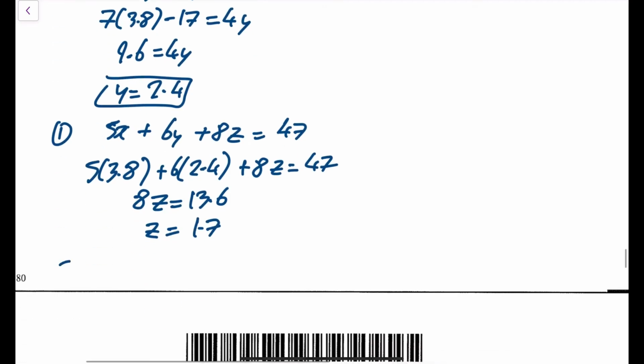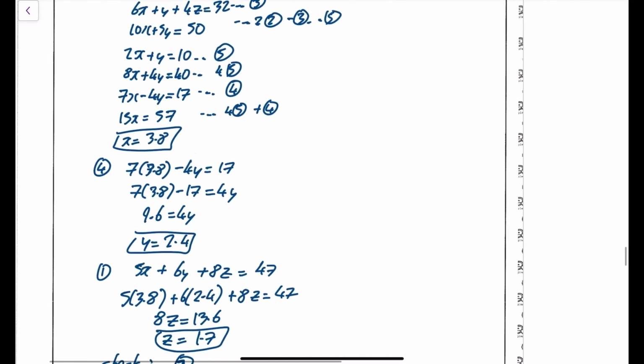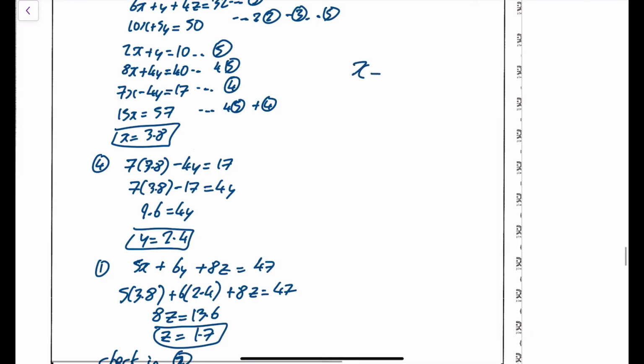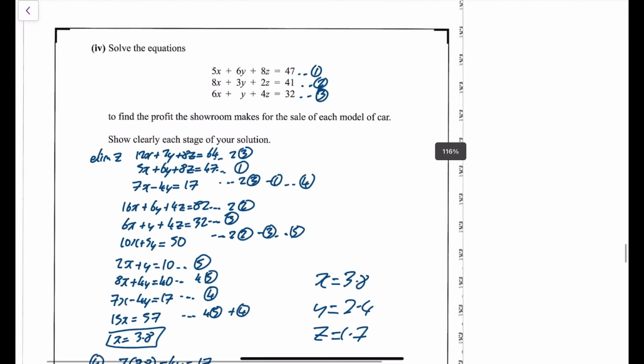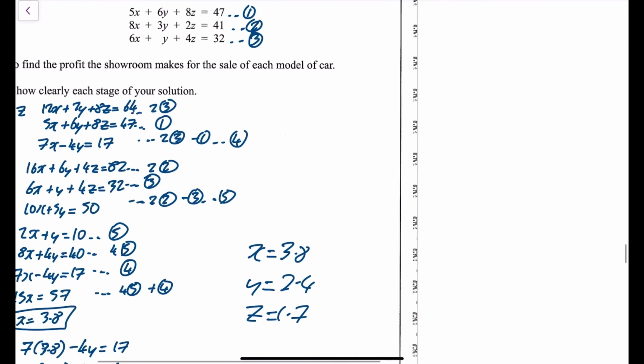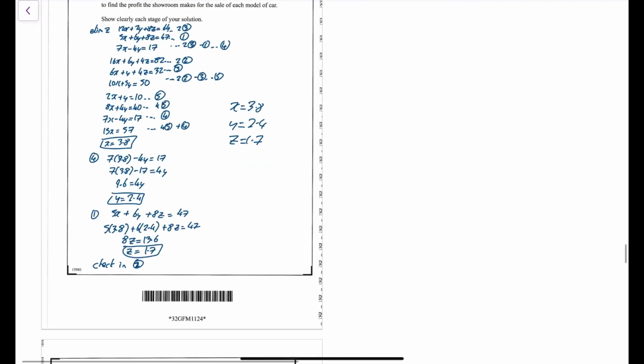Okay, right, that's been a lot of work. Let's just check that in equation 2. So let me write down what I had. I had x equals 3.8, y is equal to 2.4, z is equal to 1.7. So check it in equation 2. Your equation 2 was 8x. So what I'm checking here is 8 times 3.8 plus 3 times 2.4 plus 2 times 1.7. Press equals. I got 41. Happy days. That's right.